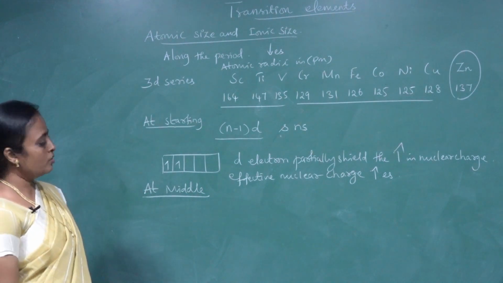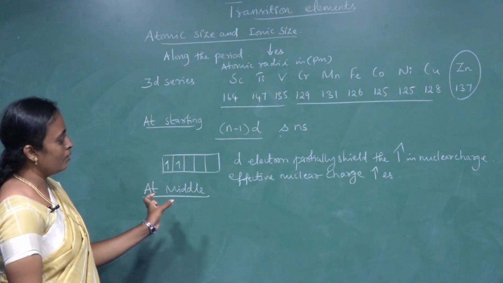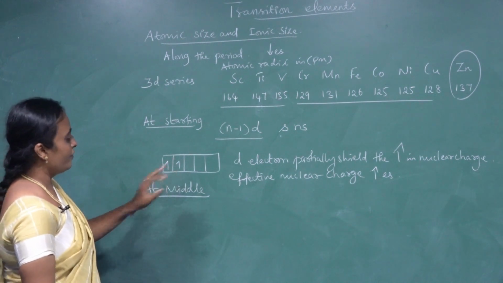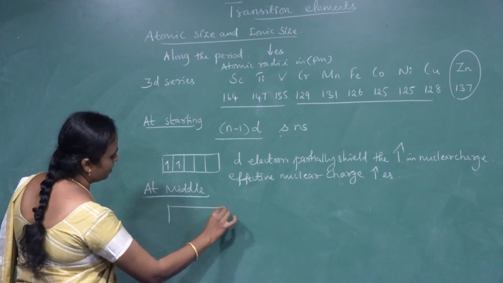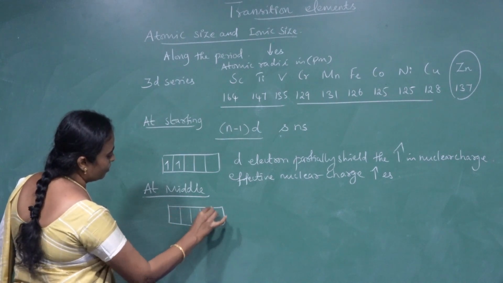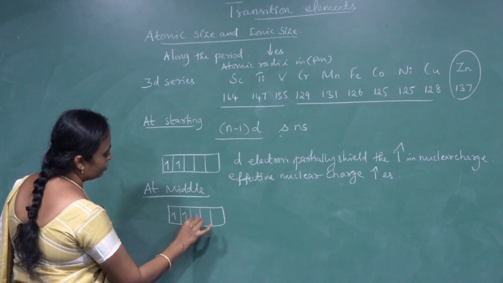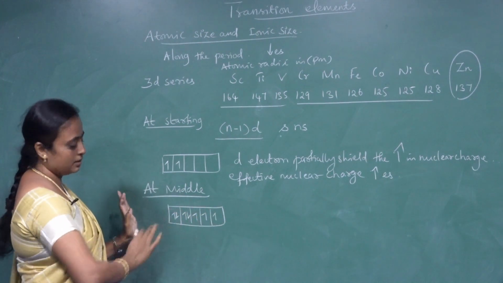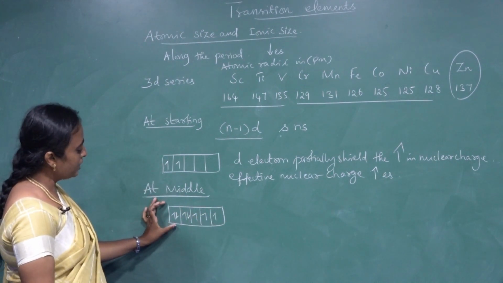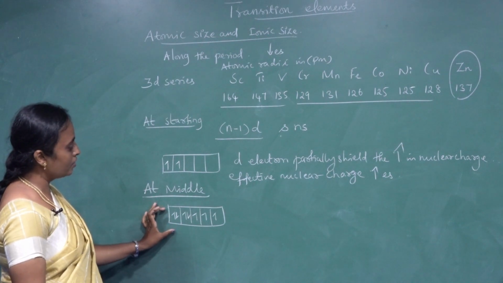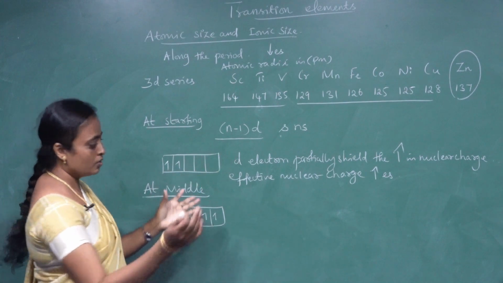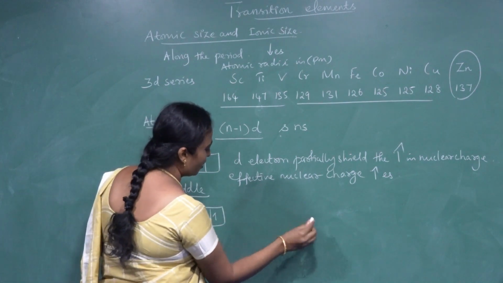So in the middle also, now middle means we have to consider there will be pairing starting. That is, if I am taking the d electrons, like 1, 2, 3, 4, 5, and there will be 6, like the pairing starts. So when this pairing starts, it means the added electron enters into the n-1d orbital. I will clearly show you about this.